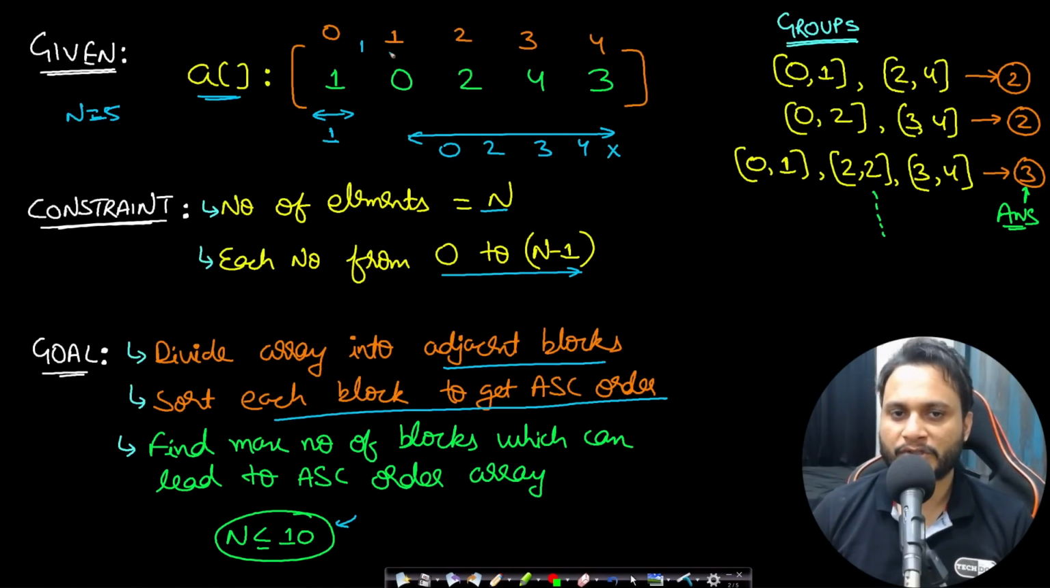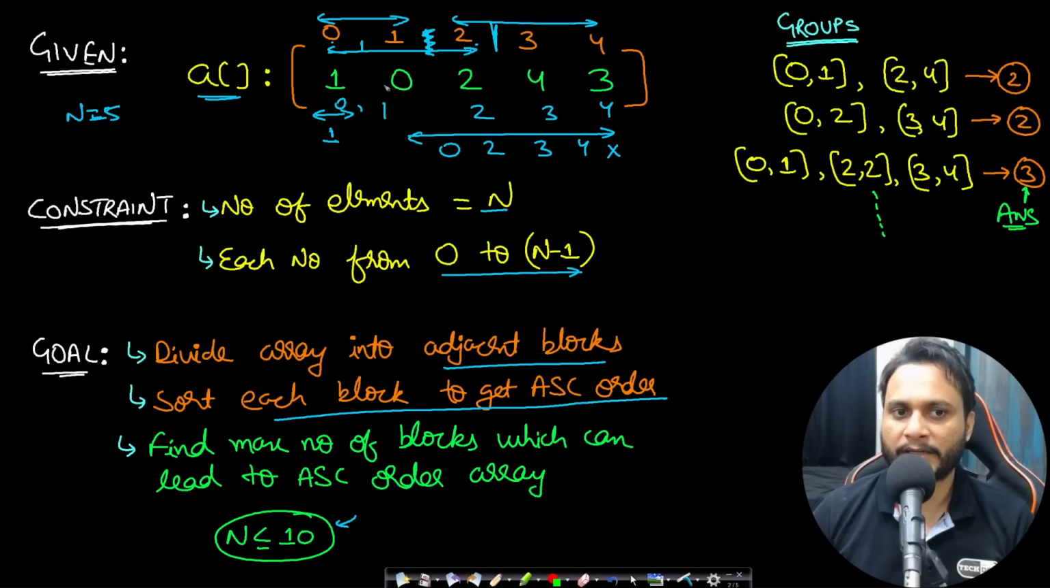Now if you go for correct partition points, one correct partition point will be between 1 and 2. If you do that, then we can sort everything from 0 to 1 and 2 to 4. If you sort everything from 0 to 1, you get 0, 1, and from 2 to 4 you get 2, 3, 4. Now if you concatenate them, you get 0, 1, 2, 3, 4, and that is correct. You can even pick another partition point. Let's say you did not pick between 1 and 2, but between 2 and 3. Then you can sort the entire part from 0 to 2 and get 0, 1, 2, and from the second group you get 3, 4. If you concatenate them, you get 0, 1, 2, 3, 4.